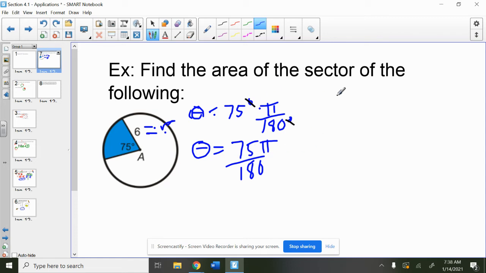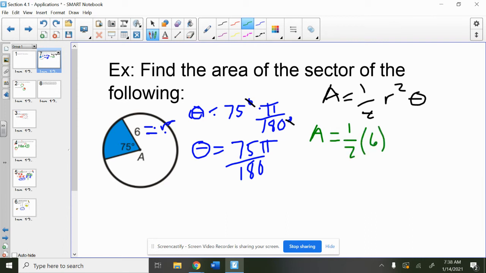So again, my formula is the area is 1/2 r squared and then theta. So to find my area, the two things you need to know are r and theta. Well, I have my r right there. I do have my theta here. So my area would be 1/2. R in this case we said is 6, so it's 6 squared. And then theta would be 75 pi over 180.